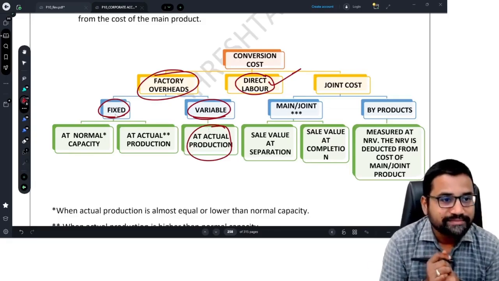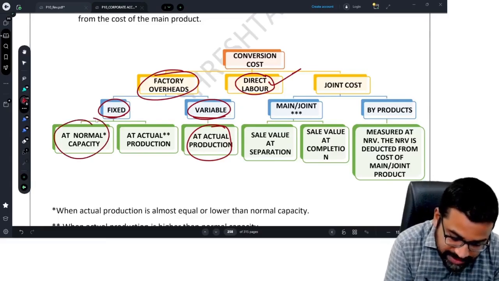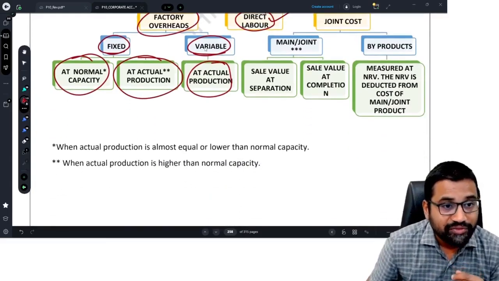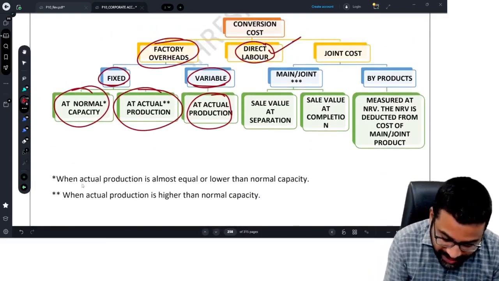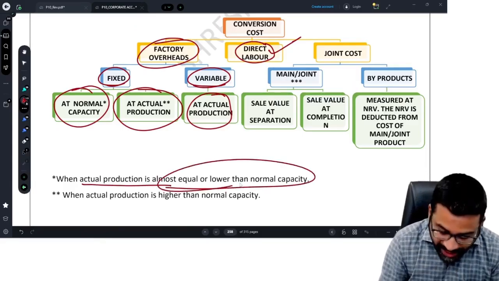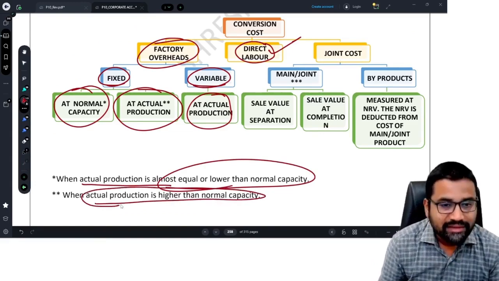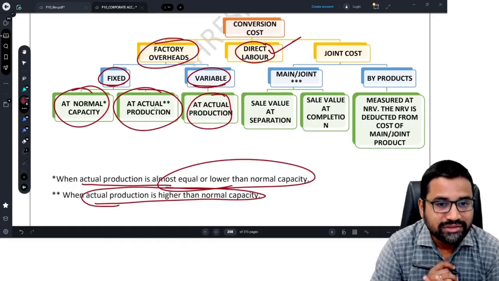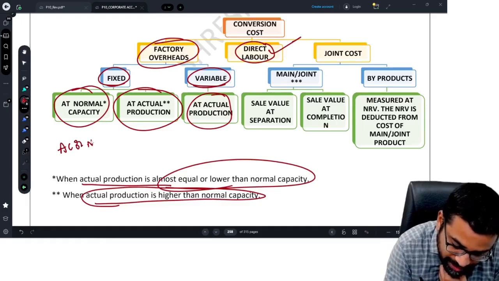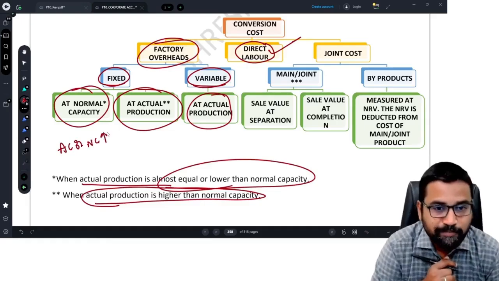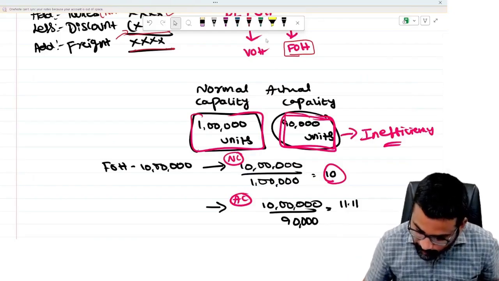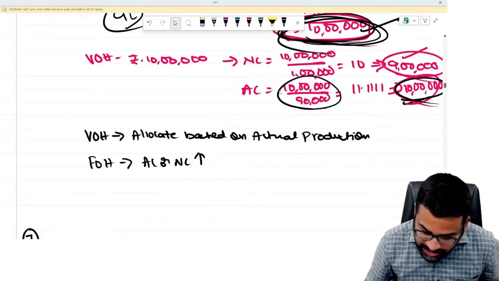What about fixed overheads? At normal capacity or at actual capacity. When actual production is almost equal to or lower than the normal capacity, then at normal capacity. When the actual production is higher than the normal capacity, then at actual production. So can I say that actual capacity or normal capacity, whichever is higher, this is the formula. So remember, this is very, very important. Please follow carefully. Most students don't know the logic behind it.